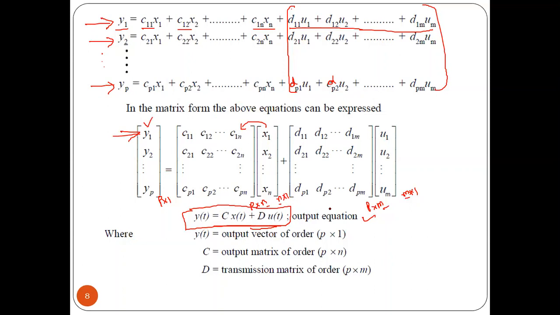So for MIMO system, we got the state equation and output equation. So the state equation and output equation combinedly we call it as state space representation of a given system. If we can represent this in this matrix format, then that representation is called state space representation. That is equal to the state equation plus the output equation.